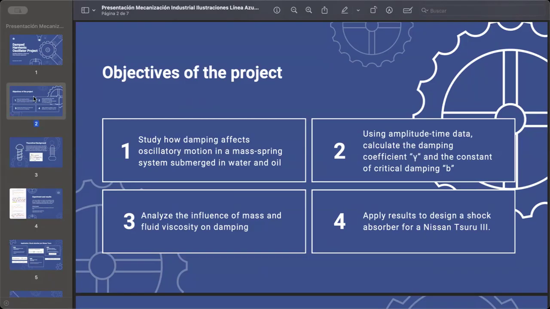The objectives of the project were 4 points. First, study how damping affects oscillatory motions in a mass spring system submerged in water and oil. Secondly, using amplitude time data to calculate the damping coefficient and the constant of critical damping. In third place, analyze the influence of mass and fluid viscosity on damping. Lastly, applying the results to design a shock absorber for a Nissan Suru 3.